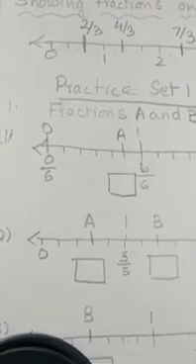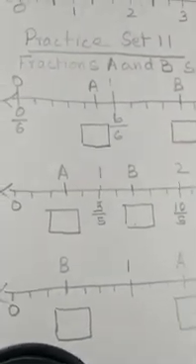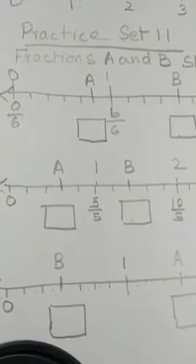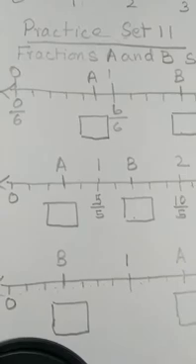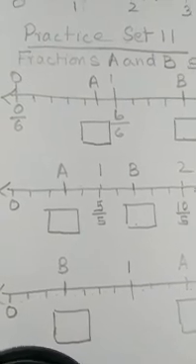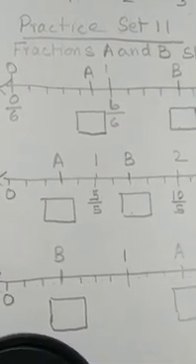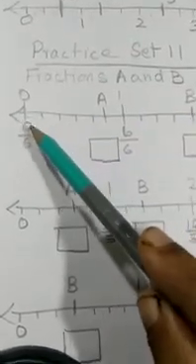Now let us do practice set 11. Here they are asking what fractions do the points A and B show on the number lines below. So fractions which A and B show. The first question, see, each of them is different. So first we will go to the first question.